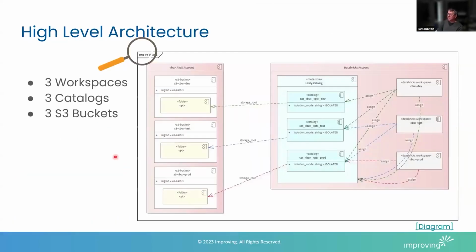Moving on, let's talk about high-level architecture now within Databricks. This is kind of similar to what I showed in the object model. We have a single Databricks account here, and we have a single metastore. We have workspace environments for dev, test, and prod, and we have corresponding catalogs for those environments. And those are storing data and metadata externally within our AWS account within a separate bucket for dev, test, and prod.